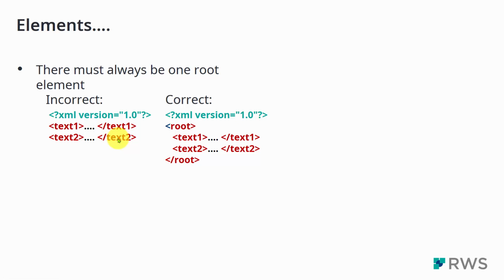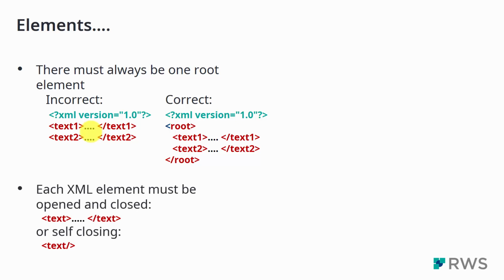There must be a root element, so an element that starts immediately after the declaration and closes at the end of the file, so it opens at the beginning. So the one on the right, we have an opening tag which I've just called root, and it actually is called the root element, and closes at the end of the file after everything else that's in the middle. So here we have the closing tag for the root element. So this is correct and is completely well formed and is valid. This will be incorrect, and if you tried to open a file like this in a CAT tool, it would throw an error.